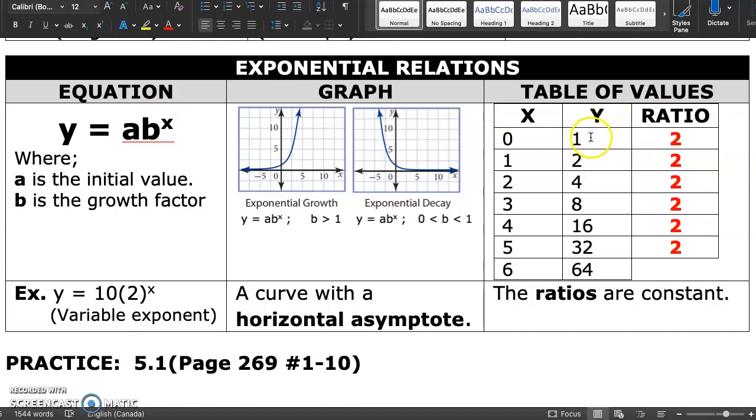2 divided by 1 is 2. 4 divided by 2 is 2. 8 divided by 4 is 2, and so on. So this indicates that if we have constant ratios, the relationship is exponential.